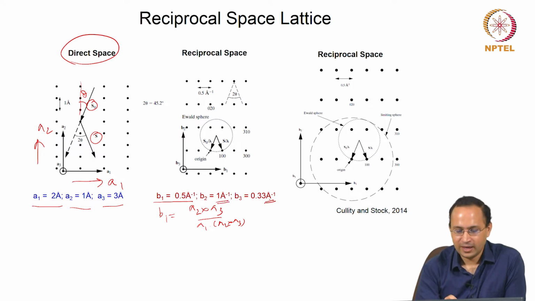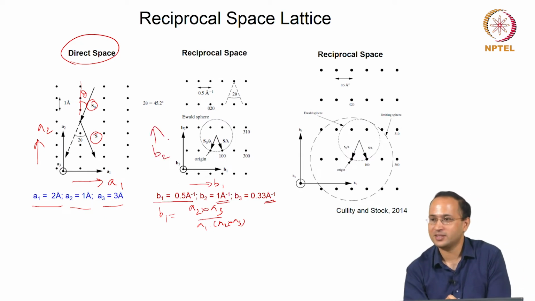Now, you have this B1 in this direction. Why B1? Because B1 has to be perpendicular to A2 and A3. Use the right hand rule, and this is the B1 in this direction, B2 in this direction. This is the reciprocal space.